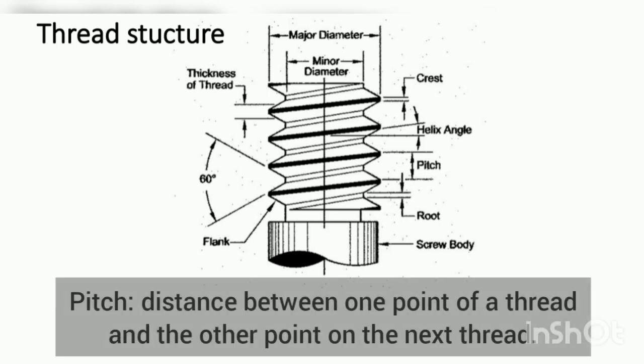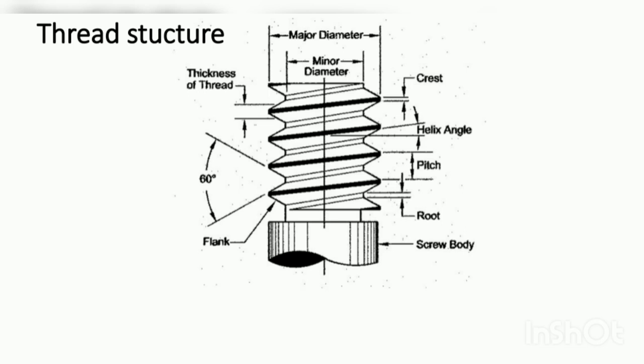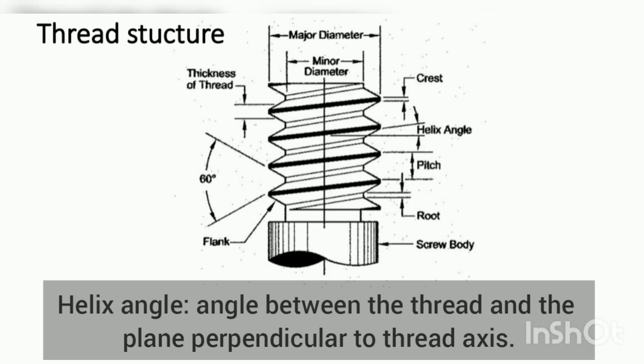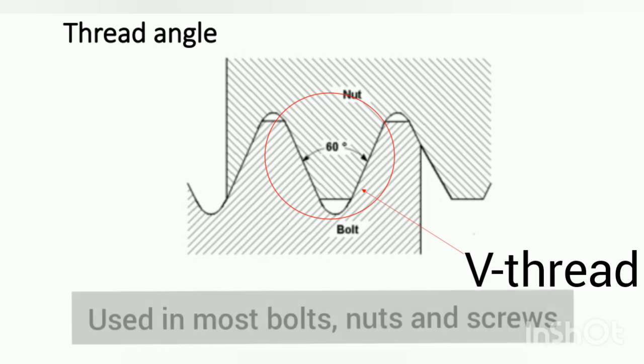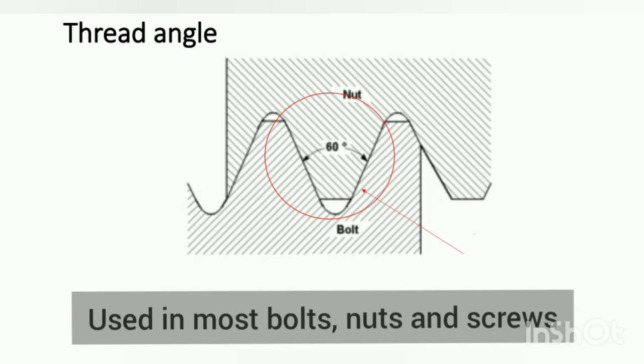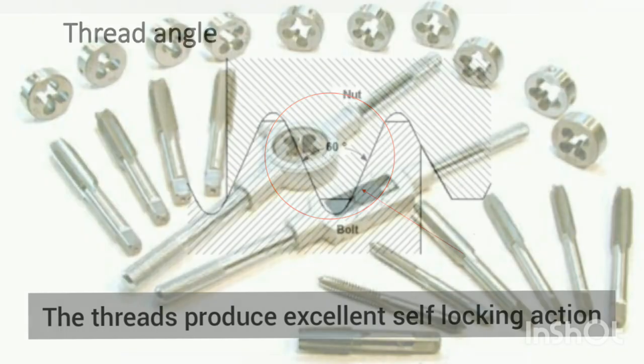Meanwhile, the pitch is the distance between one thread to another, which is usually measured from crest to crest. Finally is the helix angle, which is the angle between the thread and the plane perpendicular to the thread axis. The most common thread is the V thread, which has an angle of 60 degrees. The V thread is used in most bolts, nuts and screws. This is because the threads produce excellent self-locking action with the right pitch.